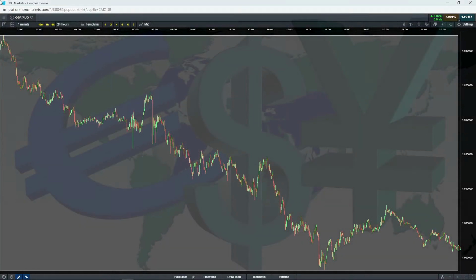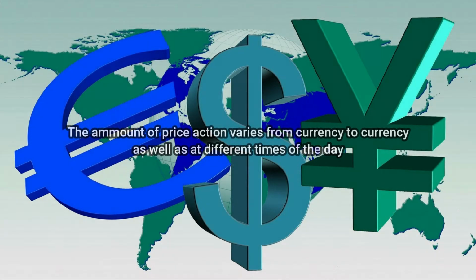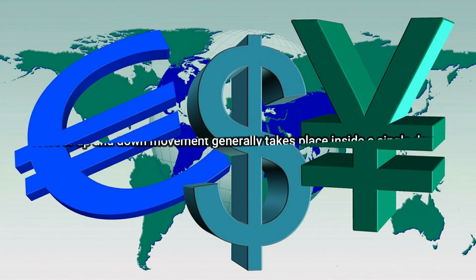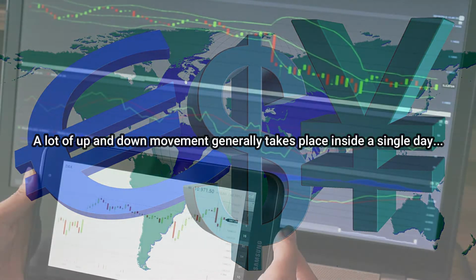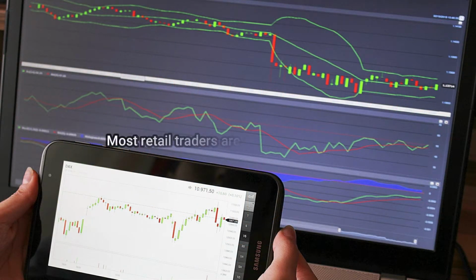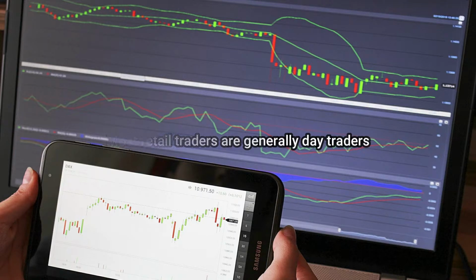Now, of course, this varies from currency to currency, as well as at different times of the day, but I think you can see my point here, what I'm trying to say regarding the amount of movement that often and usually does take place inside individual candles, and in particular during the course of a single day, which is what most of us retail traders, generally speaking, tend to trade. I think that's fair to say. Most of us are just day traders, generally speaking.